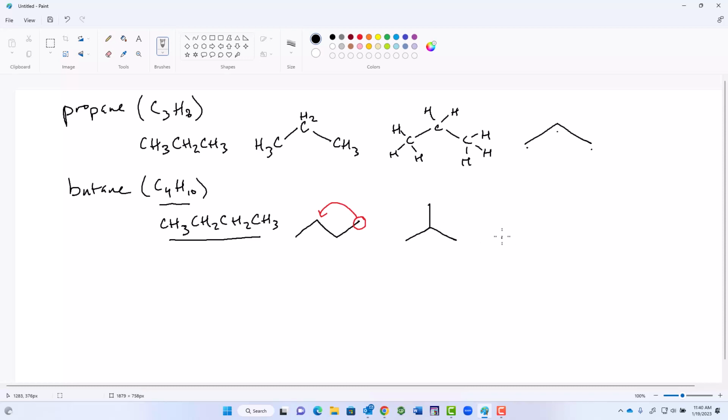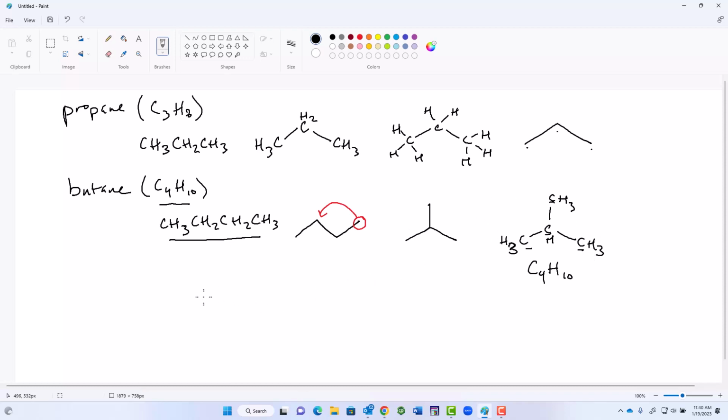And if we were to write out the formula, we have CH3 connected to a CH, connected to a CH3, connected to a CH3. If we tally up all of the carbons and hydrogens, we see that we still have 1, 2, 3, 4 carbons, so we're still at C4. And we have 3, 6, 9, 10 hydrogens. So we still have the same formula, but we've changed the connectivity of the atoms.